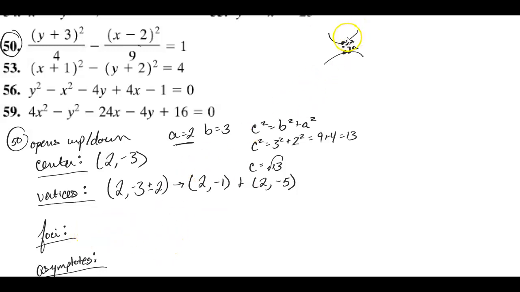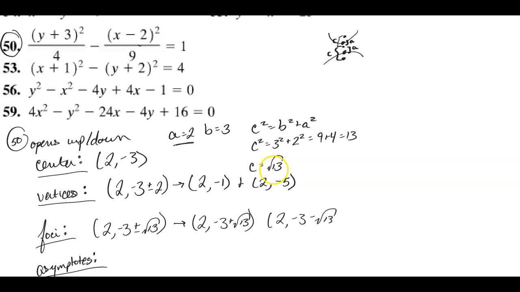Foci is going to work the same way. It's going to live inside of these pieces, and that distance from the center to the focus is C. Same thing here. The focus would be down here. Center to the focus would be C. So my center is at 2, -3, but I'm going to take that y coordinate and change it by square root of 13. So I'm going to add and subtract square root of 13 to it. So that's going to give me my two foci. 2, -3 plus square root of 13. And then 2, -3 minus square root of 13.